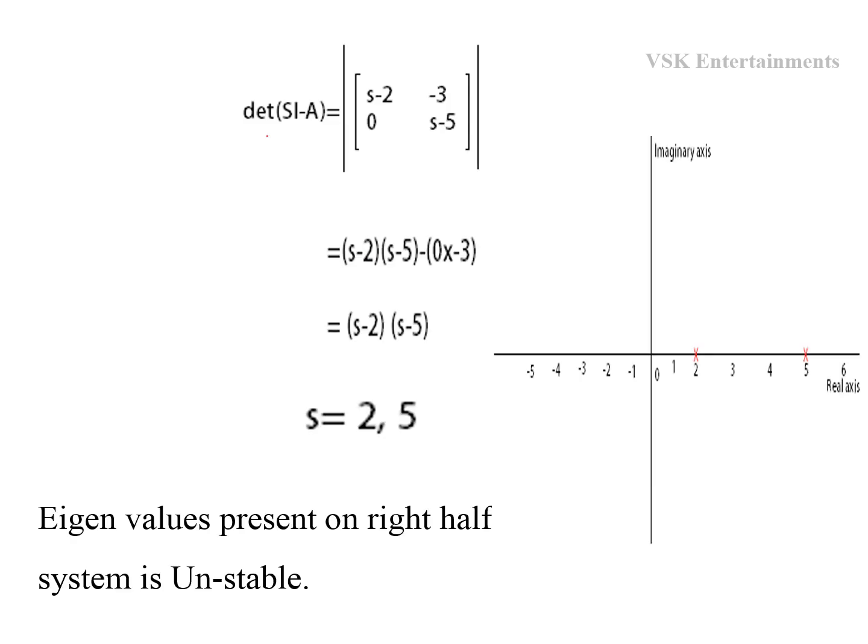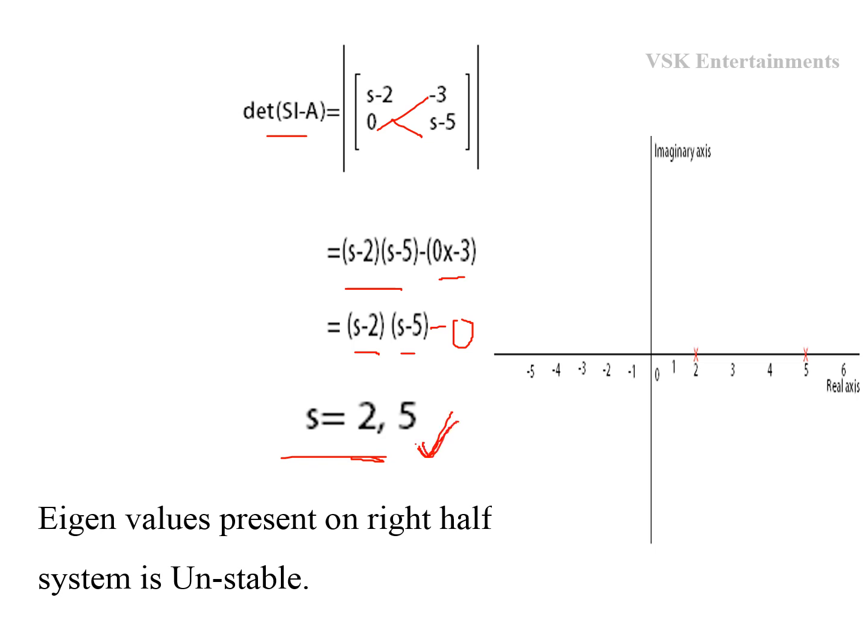The determinant is AD minus BC, that is (s minus 2) into (s minus 5) minus 0 into minus 3. So we get (s minus 2) into (s minus 5) minus 0 into minus 3, and 0 into minus 3 is nothing but 0. So the s values are 2 and 5. These are the eigenvalues for the given state equation.